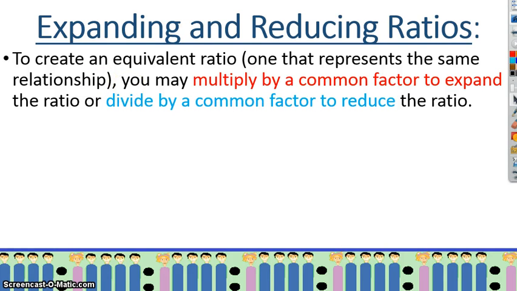What that means is the same relationship is occurring over and over. It's just more or less times in a larger group or a smaller group, perhaps, depending on what you're talking about. So to create this equivalent ratio, you can multiply by a common factor to expand the ratio or divide by a common factor to reduce the ratio.